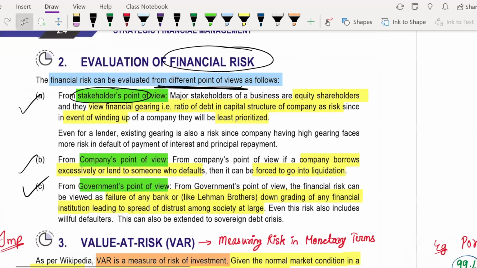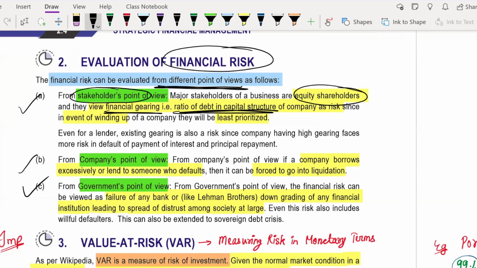So talking about the biggest stakeholder of a company, it is the equity shareholders, people who have invested in your company through equity. What might happen is, if your financial gearing ratio, that is the ratio of your debt in capital structure, if your debt in capital structure is going to be more, what will happen?